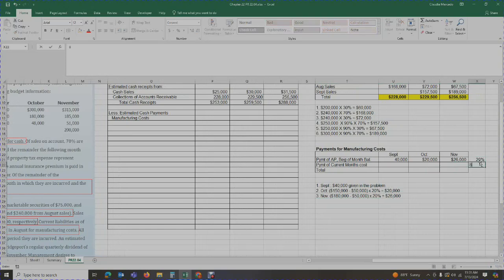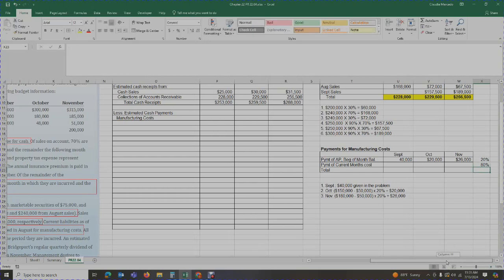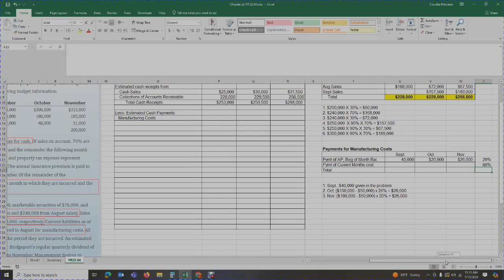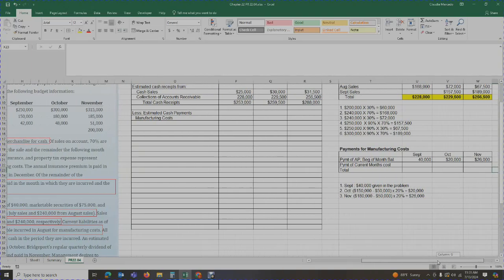20%. For the current month, it's 80% based on the problem data. It's not always going to be like that, but in this problem, that is the distribution. 20% the next month and 80% the current month. Okay?